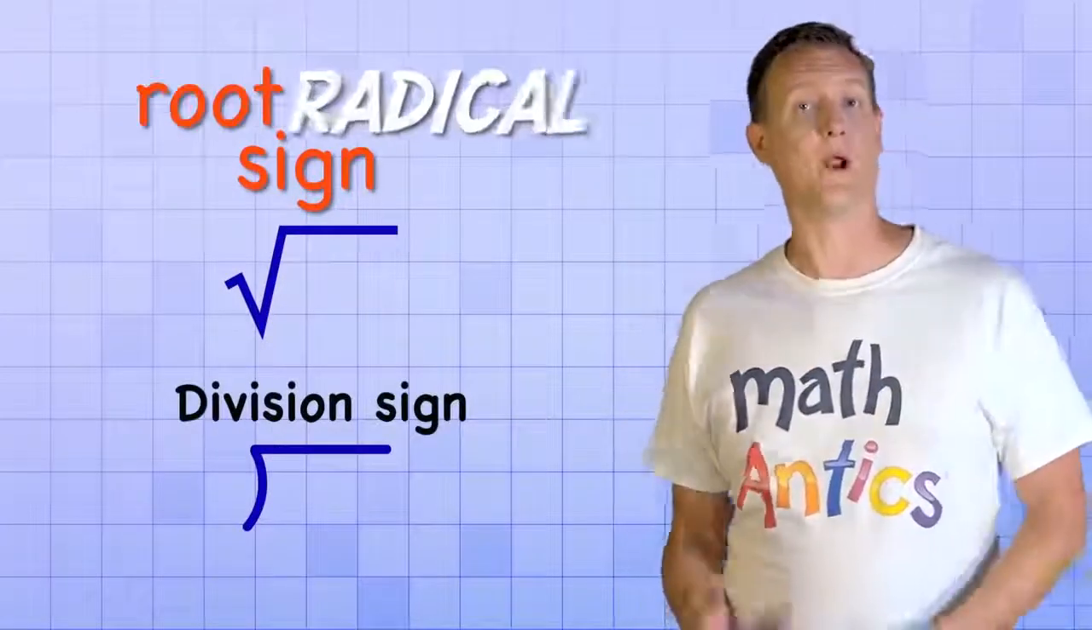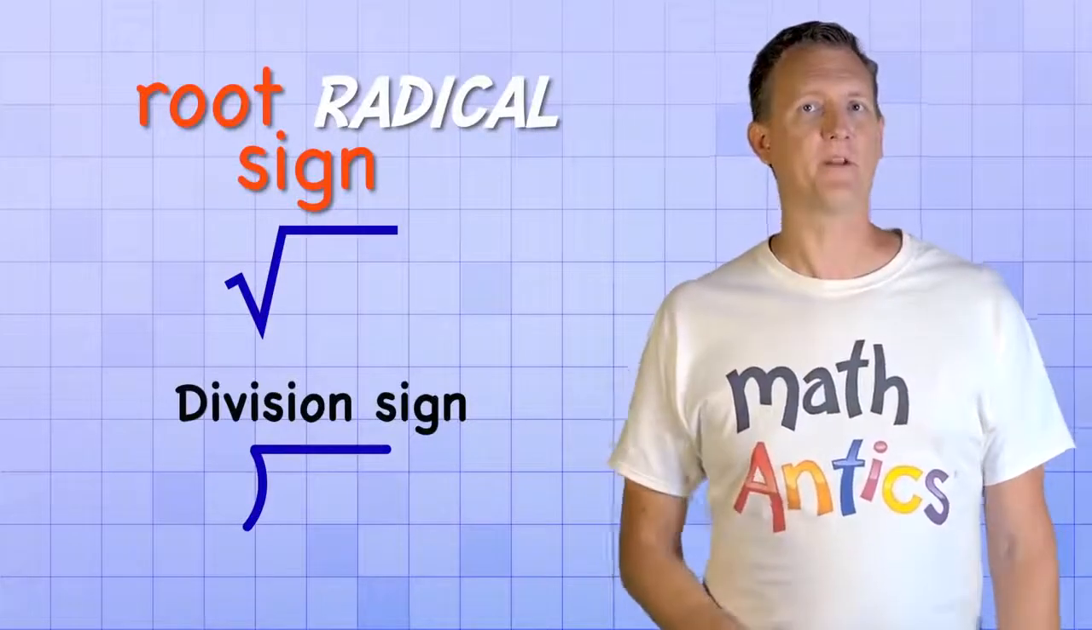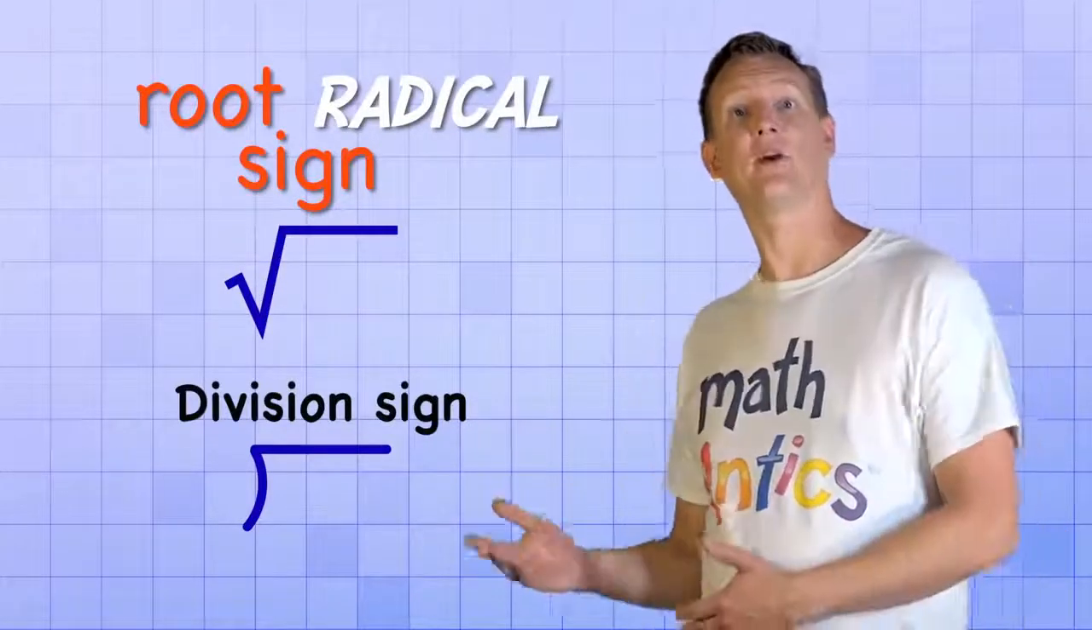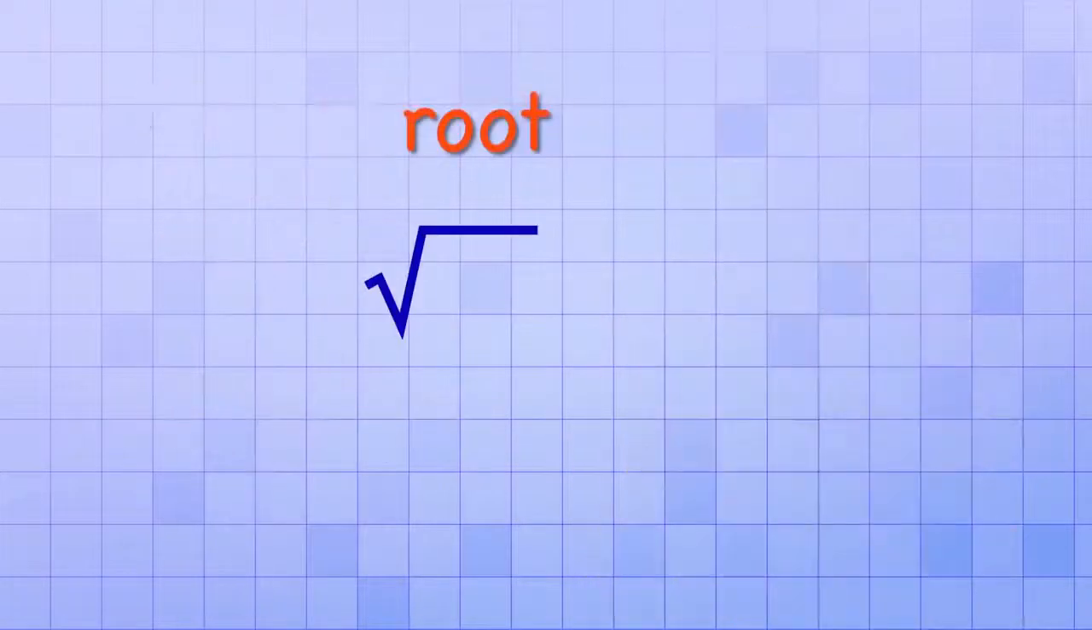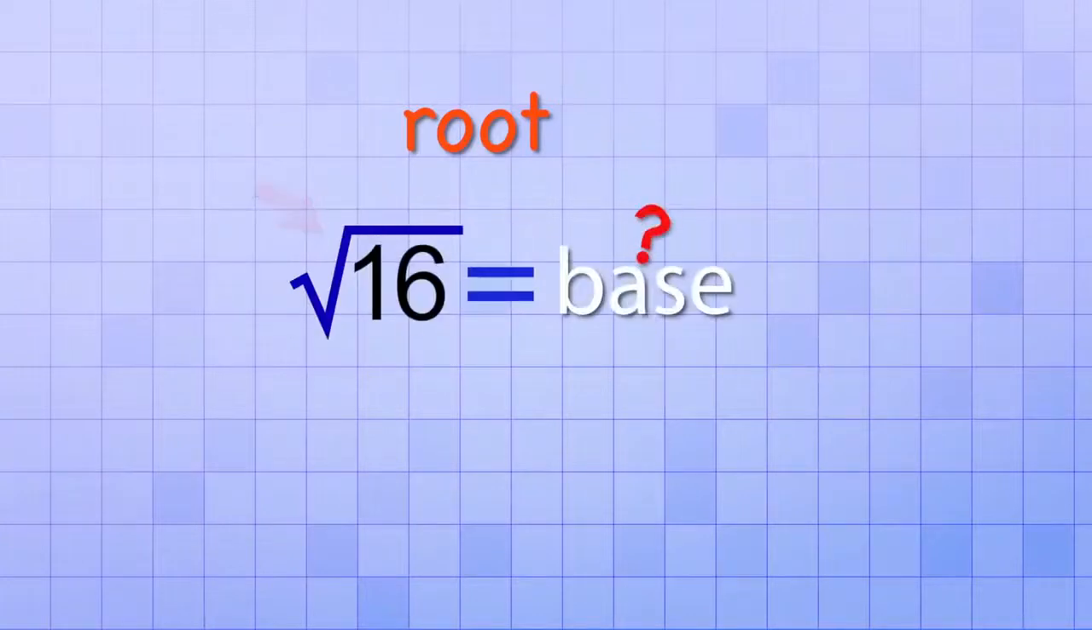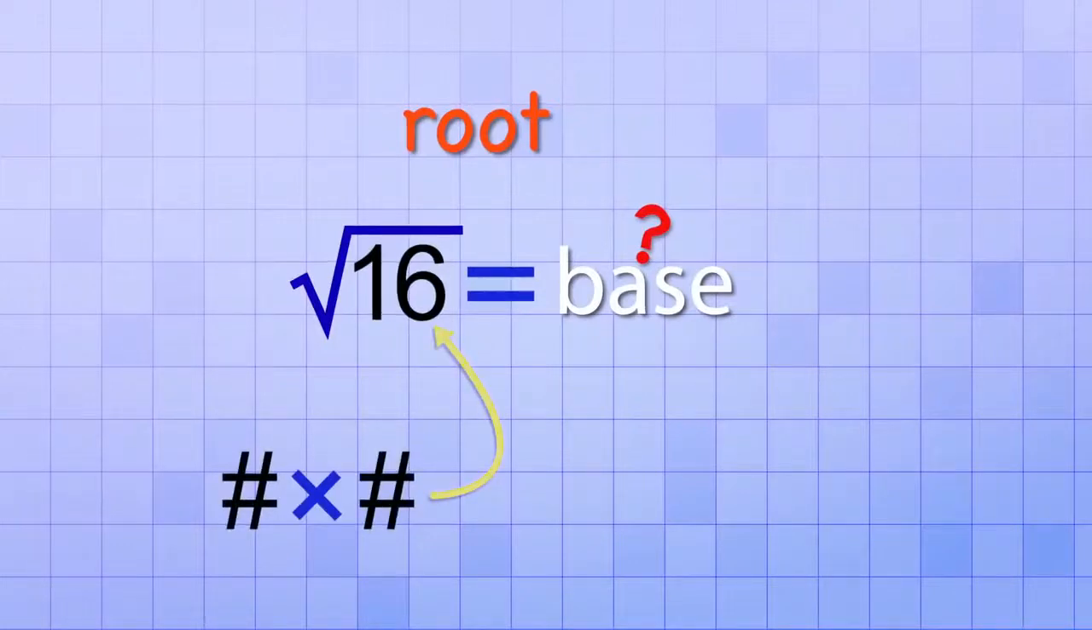The root, or radical sign, is different from the division sign because instead of having a curved front, its front shape is like a check mark. The number that you want to take the root of goes under the sign like this. So when you see a number under a root or radical sign like this, you know you need to figure out the base of the original exponent. In this case, you need to figure out what number you could multiply together a certain number of times to get 16. But there's the catch.